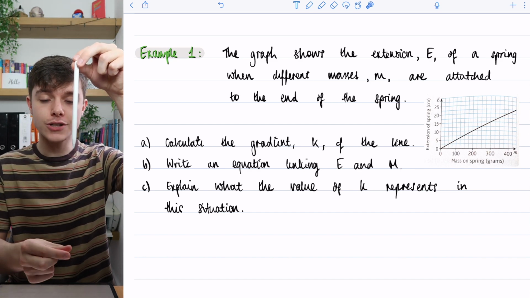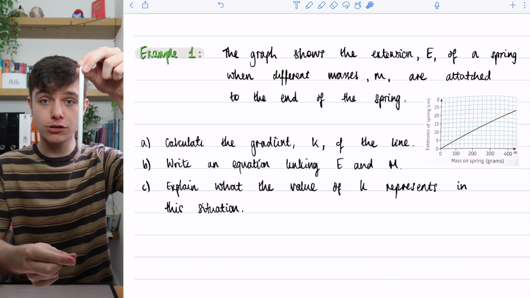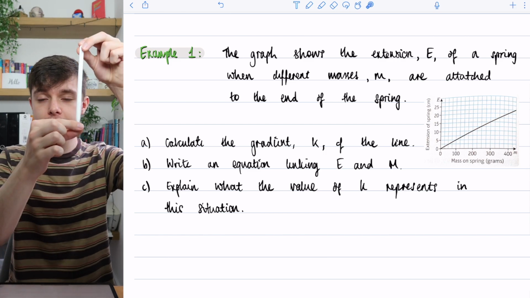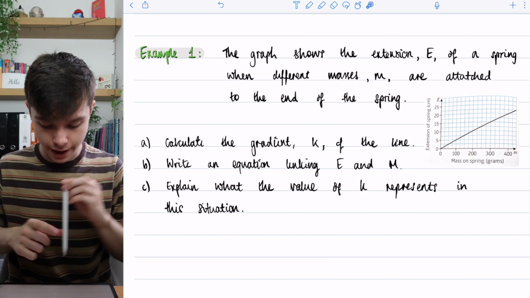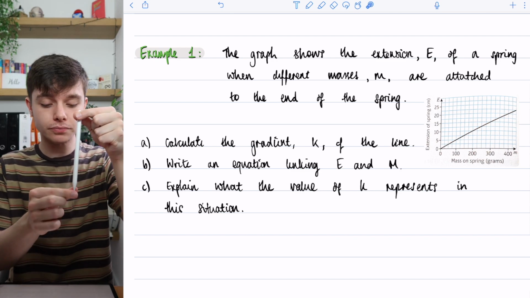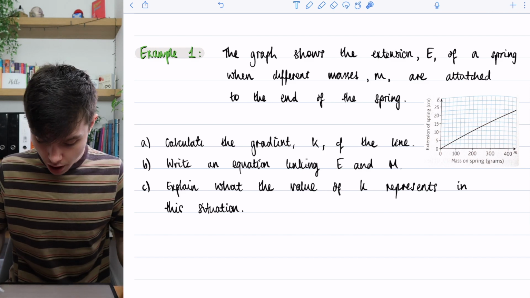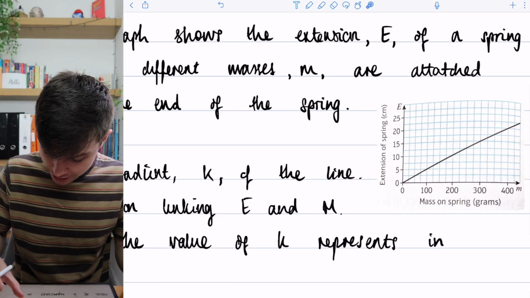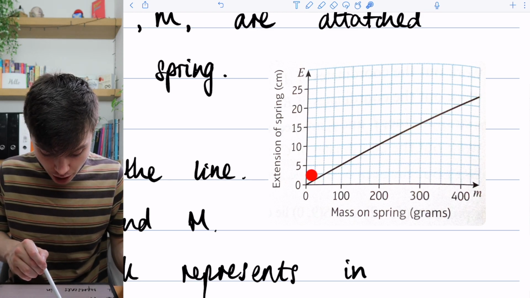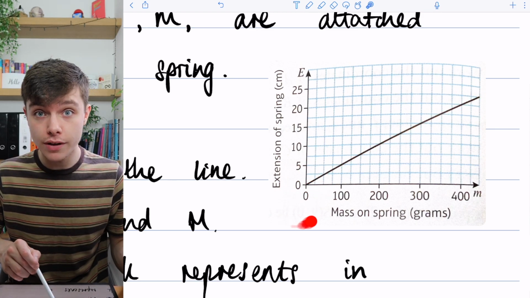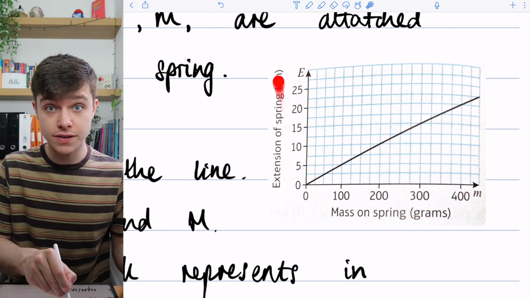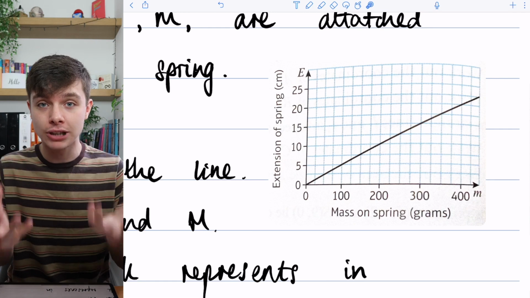You can see if you add weights, the spring is going to stretch, okay, and then if you let go of the weight or take the weight off, the spring will go back up. So that's what we've got going on here, and we're adding different masses to the end of the spring. And we can see, just by looking here, we've got direct proportion, because we've got a straight line, and the straight line passes through the origin. So the mass on the spring and the extension of the spring are directly related.